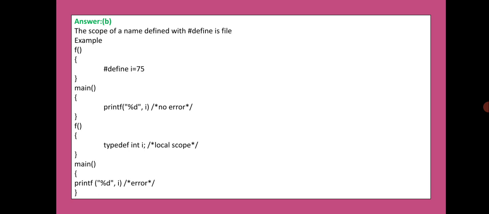Let's just follow this example here. I have #define in a function f, #define I equal to 75. Then printf("%d", I), there would be no error. Since typedef int I is local scope, when I try to printf("%d", I) outside, it would be an error because it is a local scope, it is not a global scope. Let's move on to the next question.